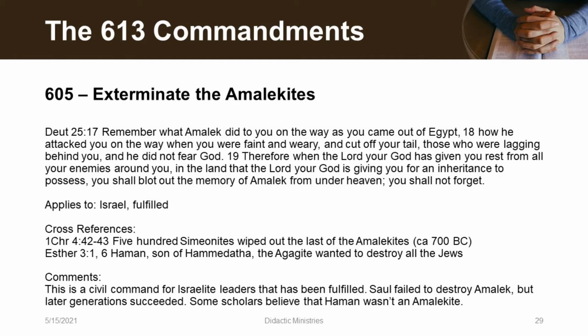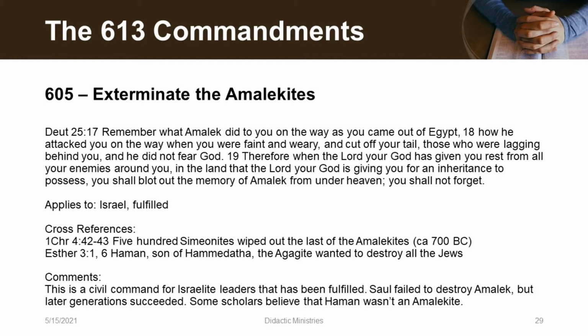This is a civil command for Israelite leaders that has been fulfilled. King Saul failed to destroy Amalek, but later generations succeeded. 1 Chronicles chapter 4, verses 42 and 43 say that 500 Simeonites wiped out the last of the Amalekites. This would have occurred around the year 700 BC.